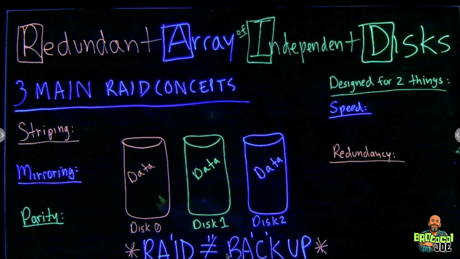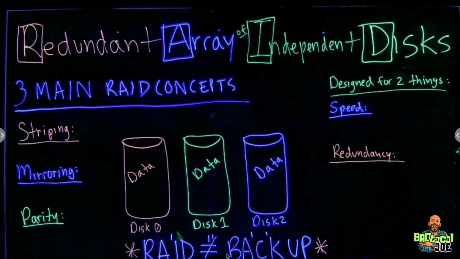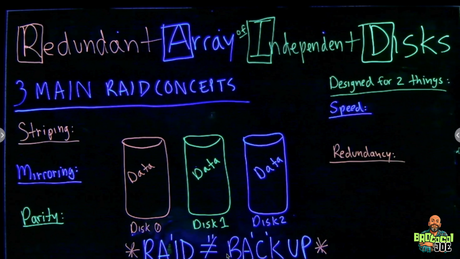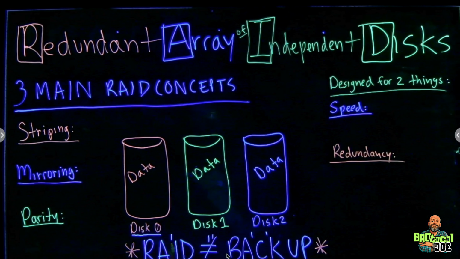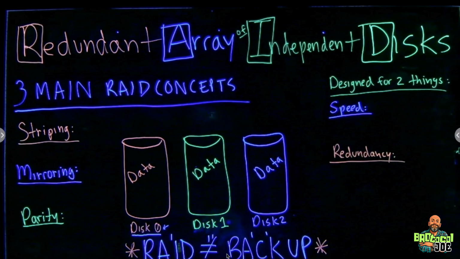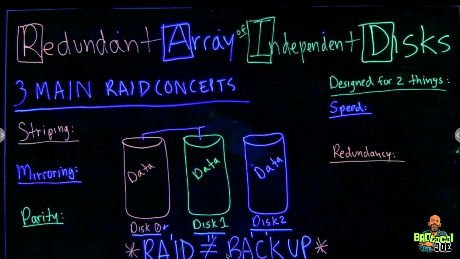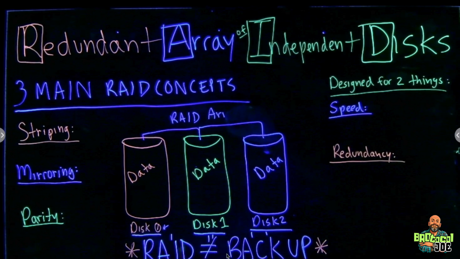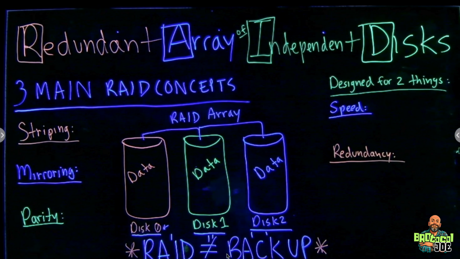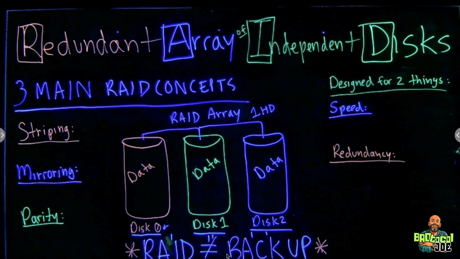RAID stands for Redundant Array of Independent Disks. Instead of storing data on one drive, for instance, if we're storing all of our data on drive 0, RAID combines multiple physical drives into one storage system. So instead of just having disk 0, we also have disk 1 and disk 2. Combined, these would be your RAID array: multiple drives, but your computer, your operating system, thinks it's just one hard drive.